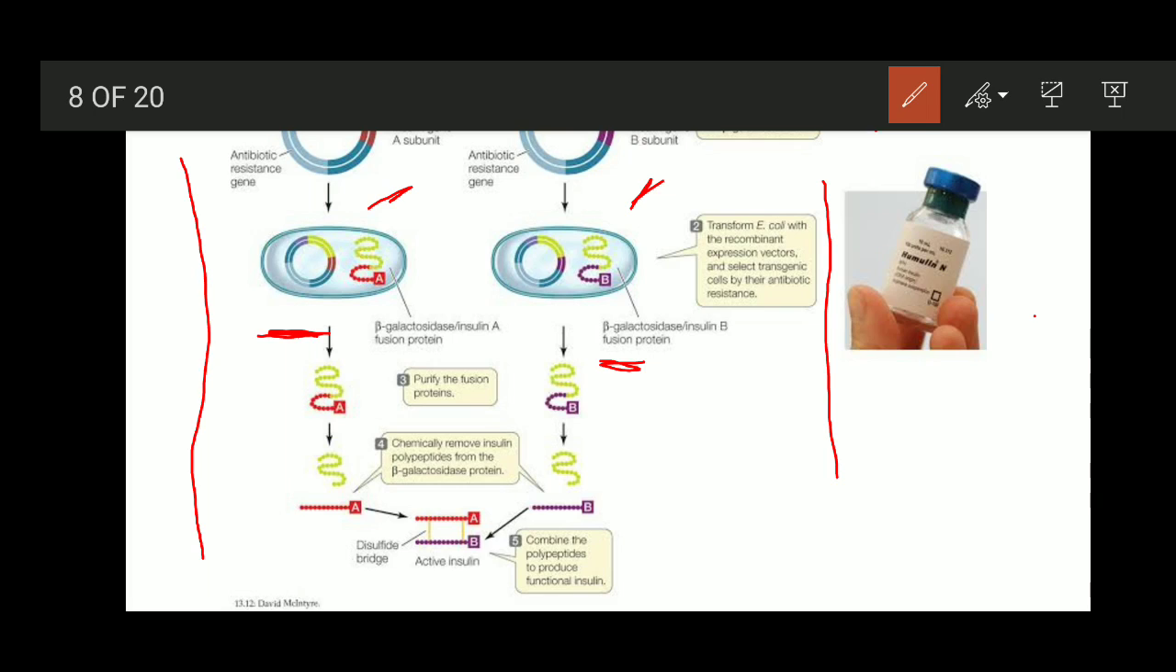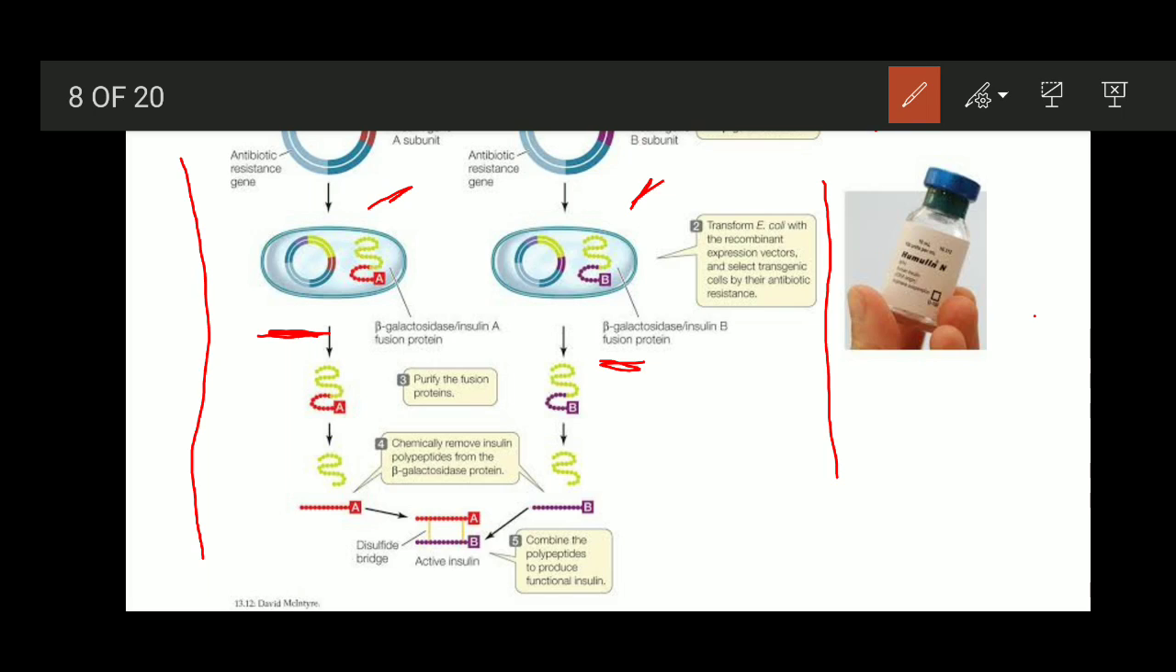Now, what is the next step? You have to separate this beta galactosidase enzyme from the chain A insulin, and here also beta galactosidase from the chain B polypeptide. This can be segregated via a chemical known as cyanogen bromide. The chemical cyanogen bromide is used, and it segregates the enzyme from the polypeptide chain.